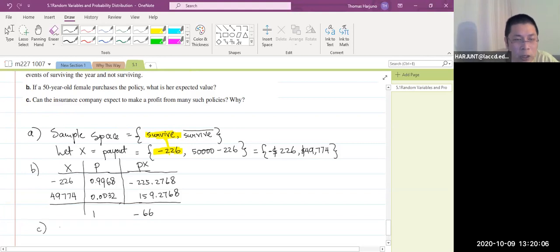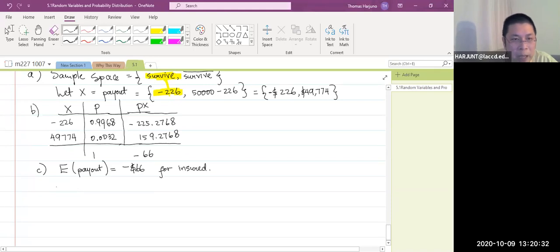Like what I said earlier, the expected value for the payout, from the insured's point of view, is negative 66. Now the opposite will be the expected payout, and therefore will be the profit for the insurance company. If you spend some money, somebody needs to get it, right? Okay, and that's for the insurance company.